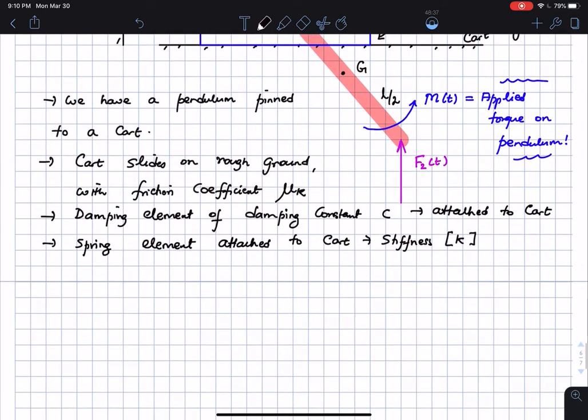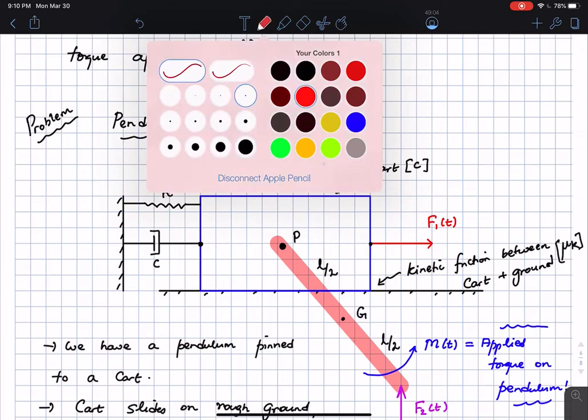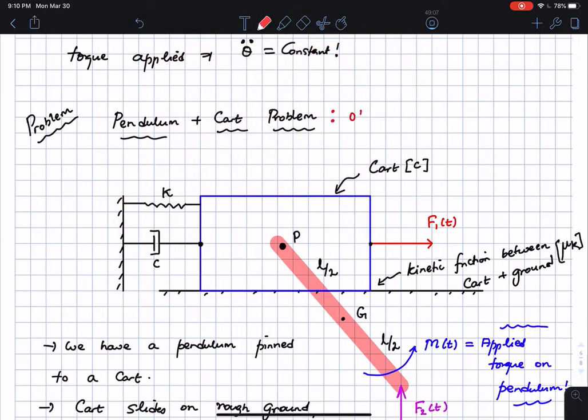Let's say the mass of the cart is M suffix C, and the mass of the pendulum is M suffix P. And obviously the idea is we need to come up with the equations of motion. So the problem is: obtain equations of motion.